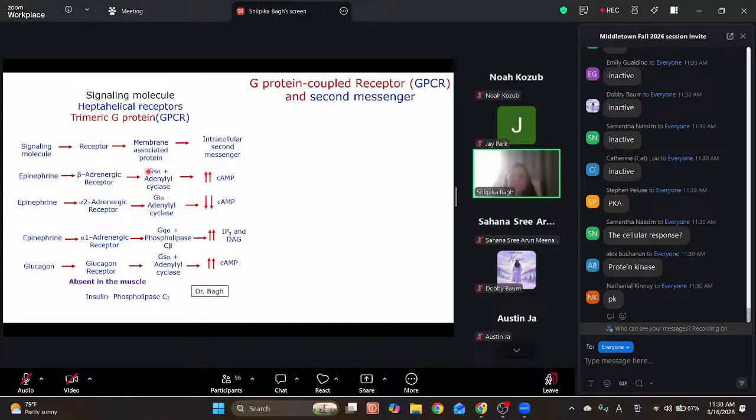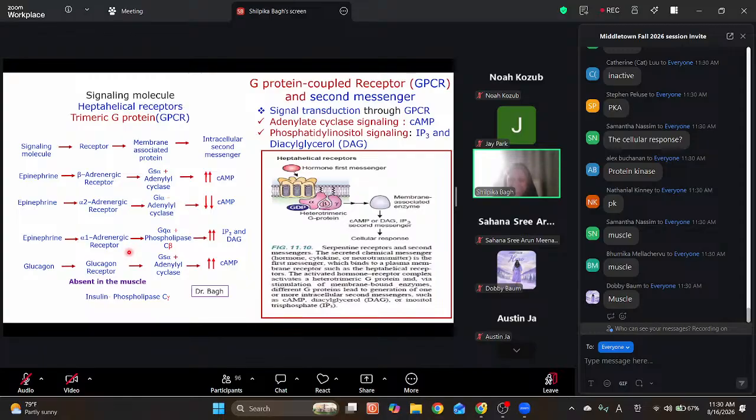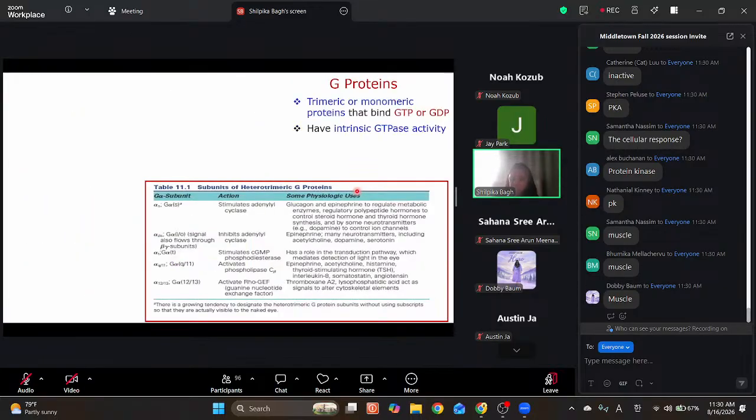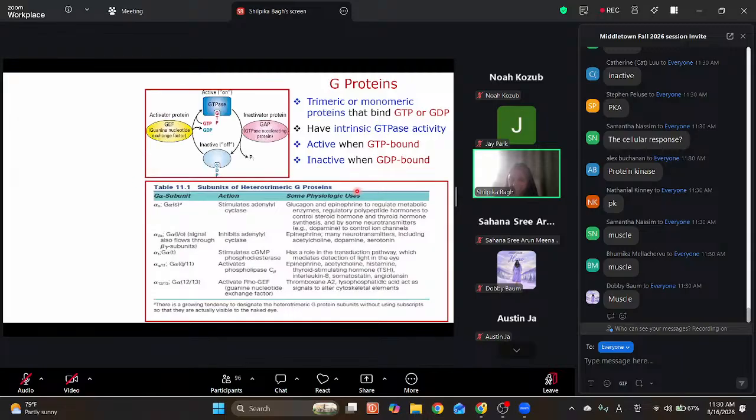Glucagon receptors are absent in the muscle. So this is a good summary actually, but you have to club it with protein kinases. So trimeric G protein is not the tyrosine kinase model. It's heptahelical. How many trimeric G proteins should you know? GS, GI, and GQ.